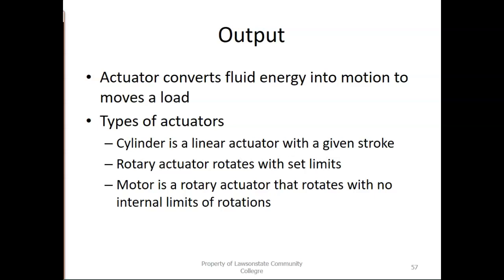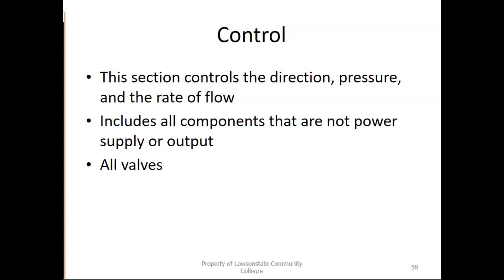So that's our output. So we have our input and our output. So somewhere in the line, we have to have a control. For a control, this is what changes the direction, the pressure, and the flow rate. So everything that is not a power supply or output is a control. Everything, except for maybe the piping or tubing. But that's just a way to get it from point A to point B.